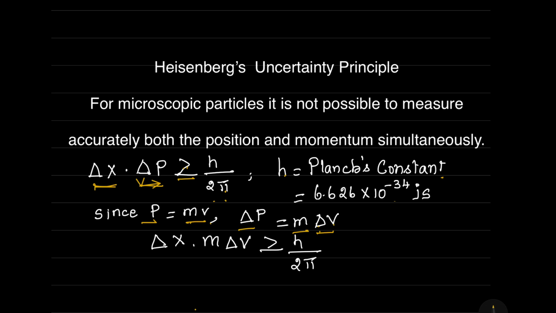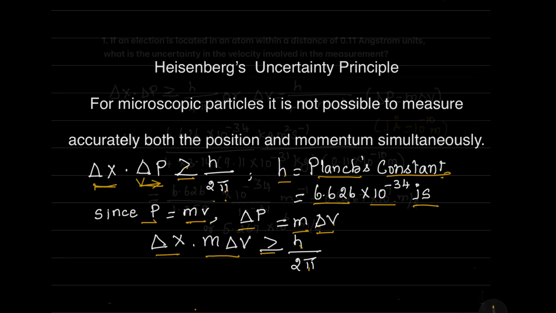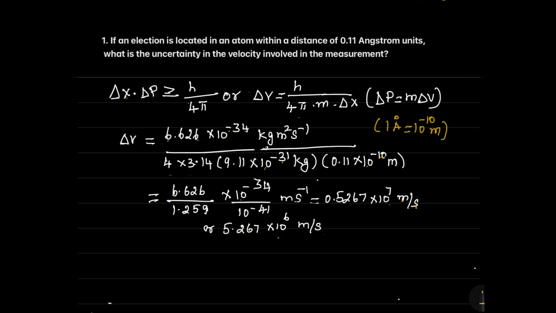Therefore, Heisenberg's equation can be written as delta x into m delta v is equal to or greater than h by 2 pi, where h is the Planck's constant and its value is 6.626 into 10 raised to the power of minus 34 joules second. To understand the Heisenberg's principle better, let us work out some problems.